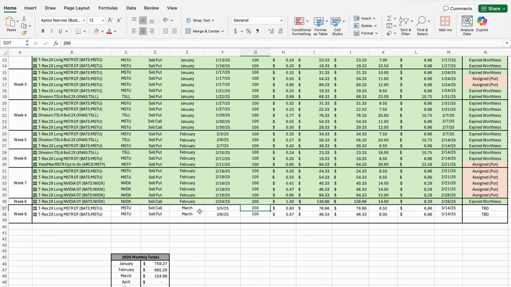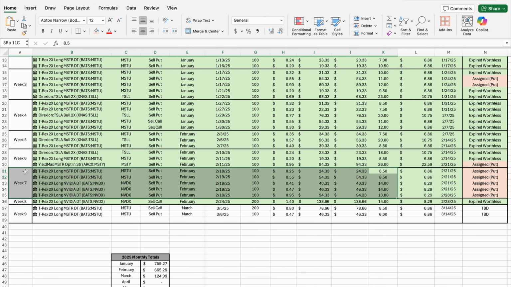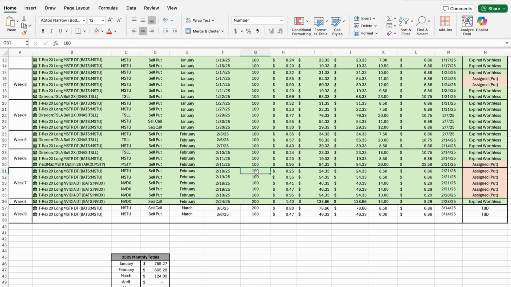Normally an option contract is 100 shares. I have two of them because if you remember from week 7, I got assigned two sets of 100 at $8.50 a piece. So I sold two put contracts of MSTU, both for 100 shares each. Got my premium, which totaled $78.66 for those contracts. And I did end up getting assigned those 200 shares for $8.50 a piece.